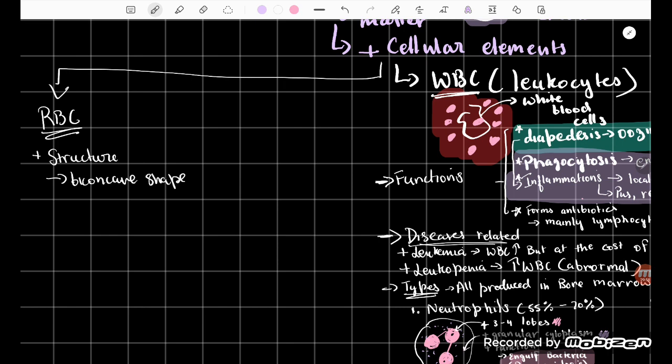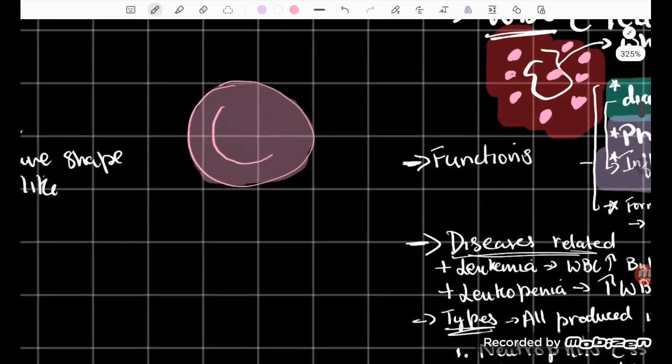They have a biconcave shape and a disc-like structure. So technically this is how it would look: a circle with a biconcave structure. I'm gonna fill that up here. I know this is a pink color, but this is for the aesthetics, okay? Just don't mind me.